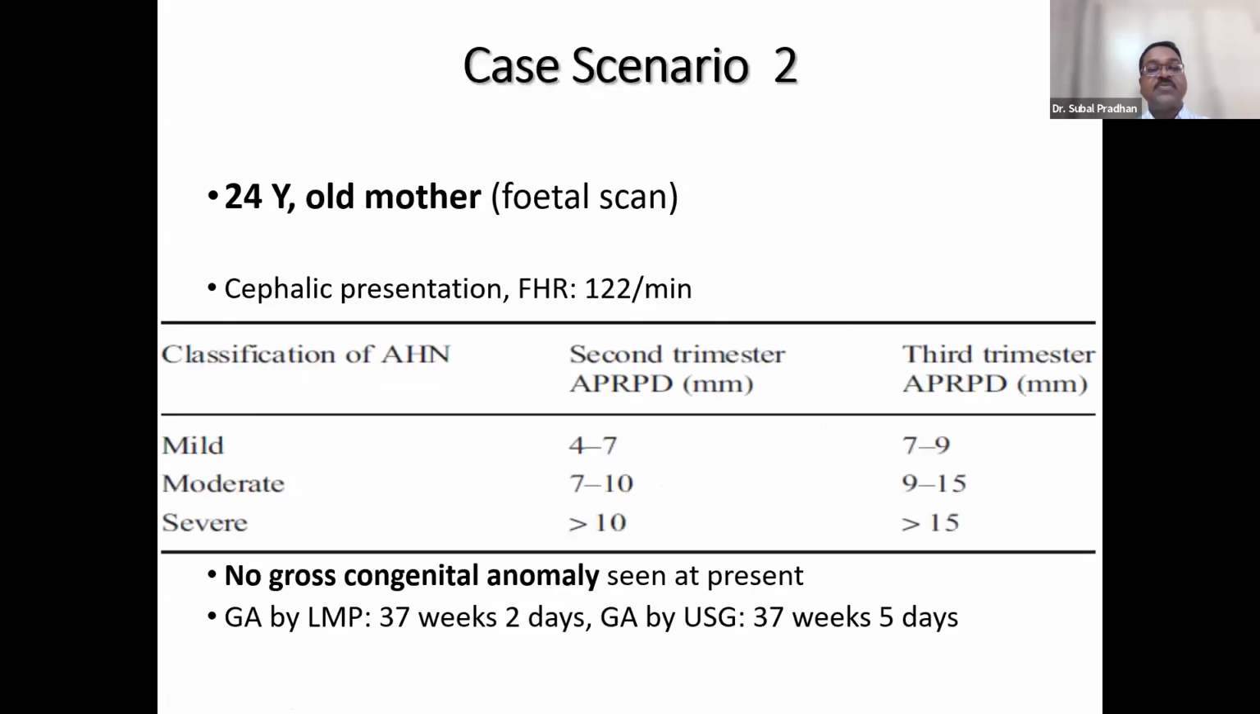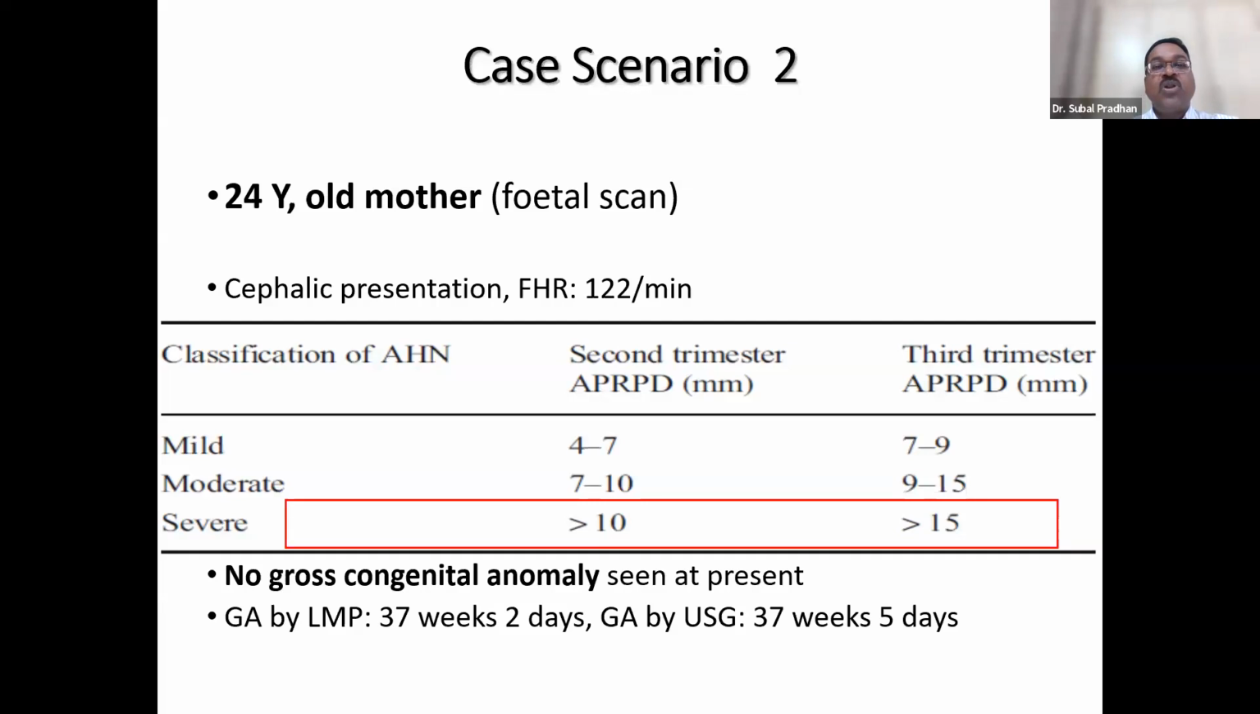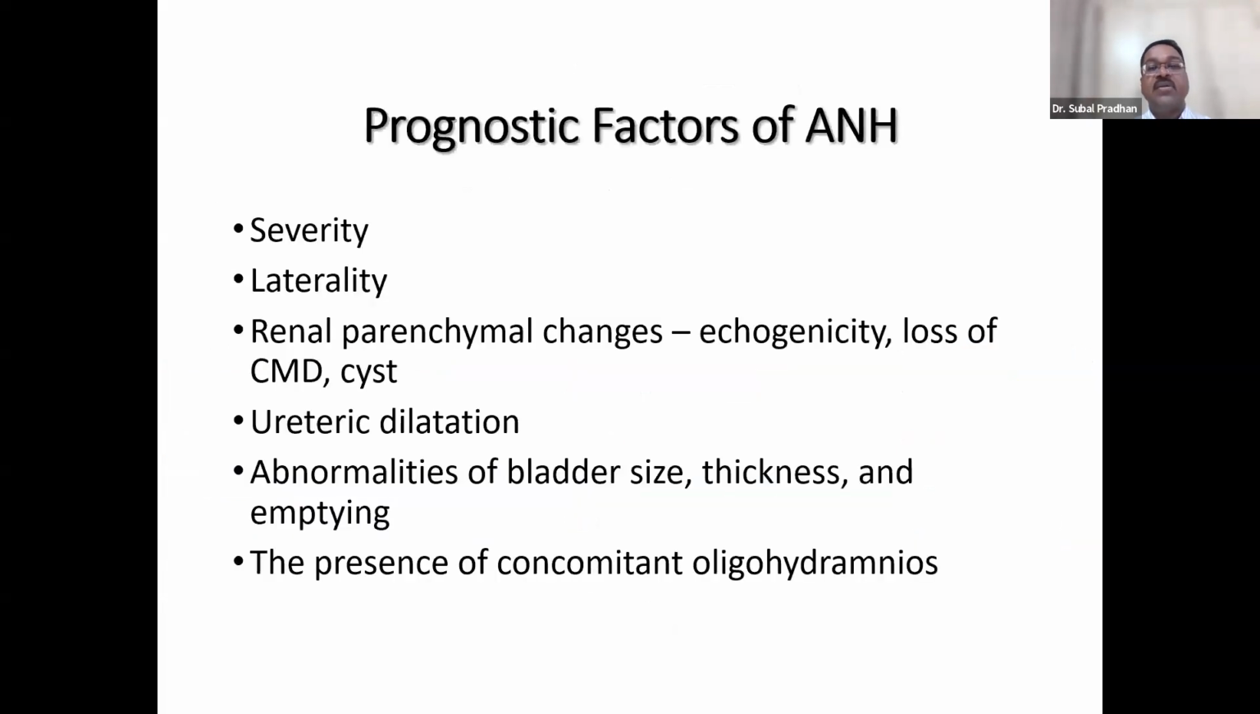As far as the SFU classification, this falls into the category of severe hydronephrosis. These reports typically come with parental anxiety, and this is a headache for both parents as well as physicians. So what are the prognostic indicators for bilateral fetal hydronephrosis? The prognosis depends on the severity of hydronephrosis, laterality, whether it is unilateral or bilateral, any renal parenchymal changes like echogenicity, loss of CMD, or presence of cortical cyst, presence of ureteric dilatation, or abnormalities of the bladder such as size, thickness, or being empty, or the presence of concomitant oligohydramnios.